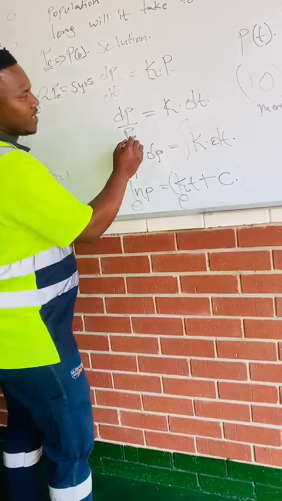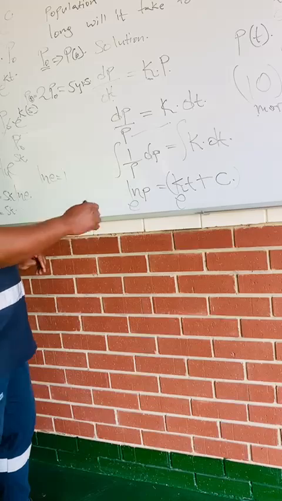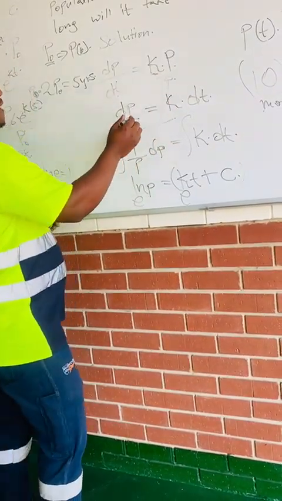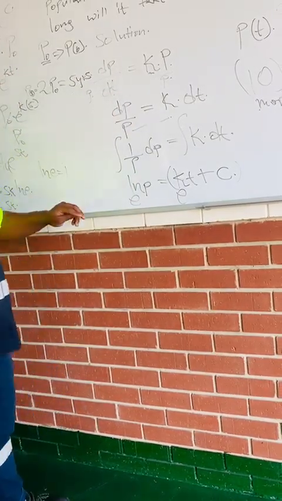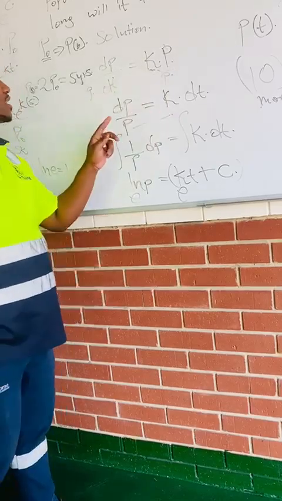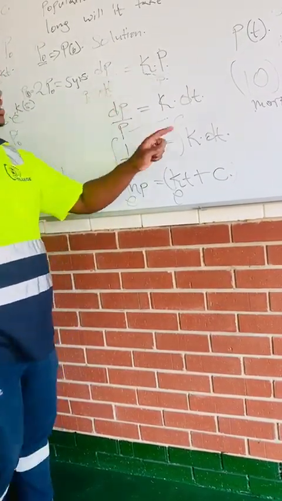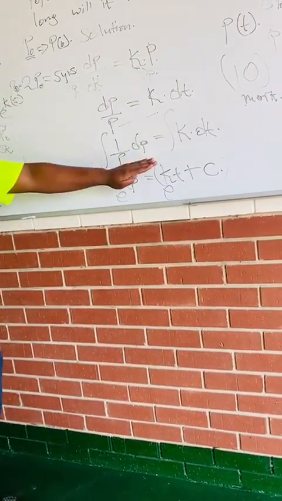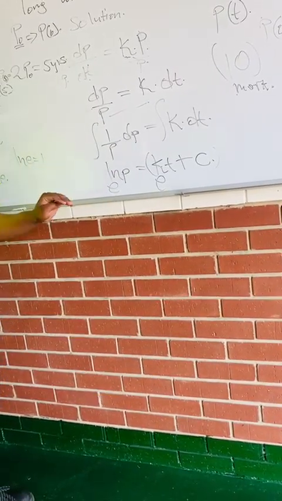Now, here is what I did to separate my variables. For the P, you're going to divide both sides by P, and then even this side you're going to divide both sides by P. Then P will cancel P. And therefore multiply throughout by dt, and you will be left with k dt. Now, up to here. From here, this is the integration.